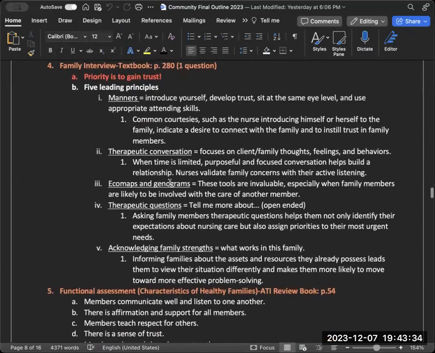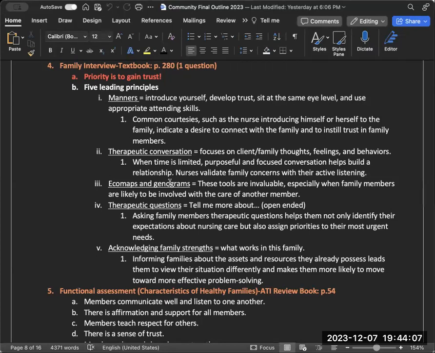Okay, so the next thing is the family interview, which is going to be 1 question. And like I said, always with these interviews and assessments, the first thing we need to do is gain trust. After that, in the textbook I found the 5 leading principles, which is what one of the slides were. First is the mannerisms, right? We want to introduce ourselves, develop trust. I think it's going to be a trust related question. Sit at the same eye level, use appropriate attending skills. She might even ask us, like, how should I sit with a person to conduct a family interview?